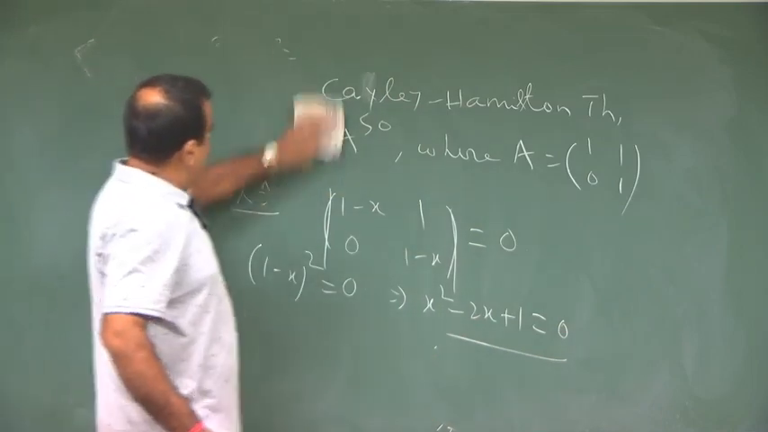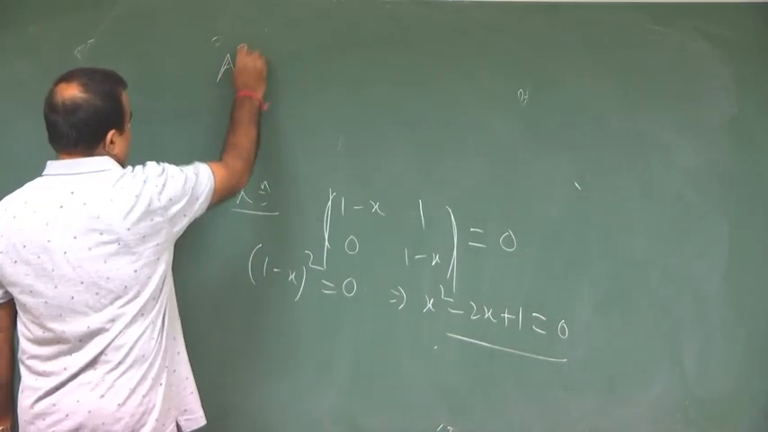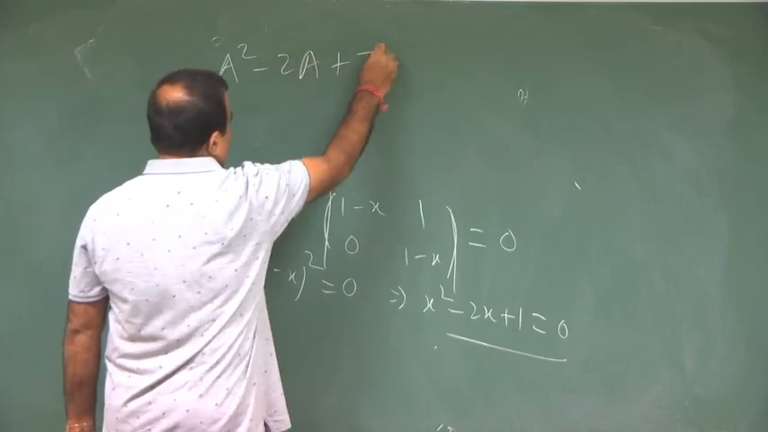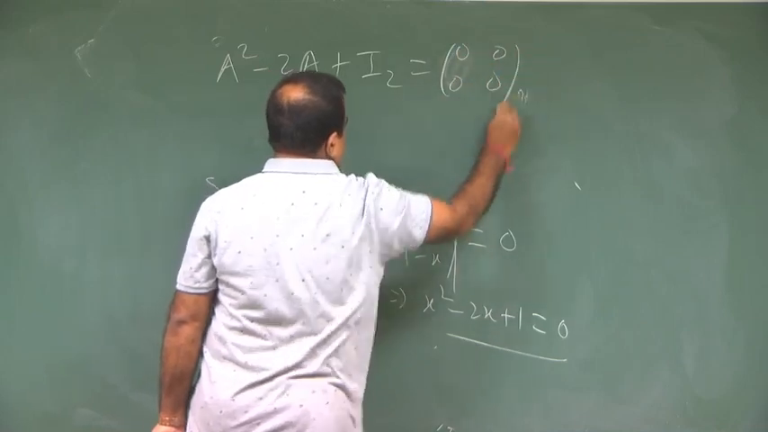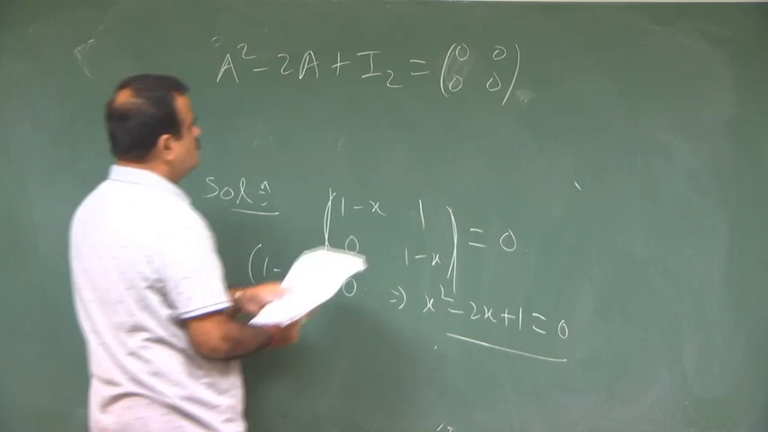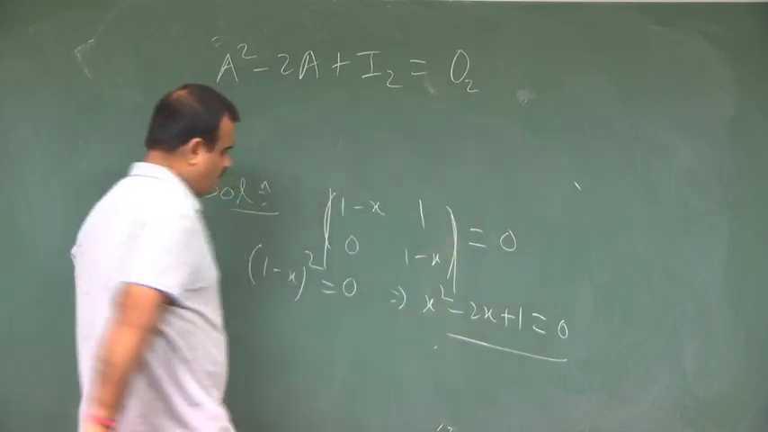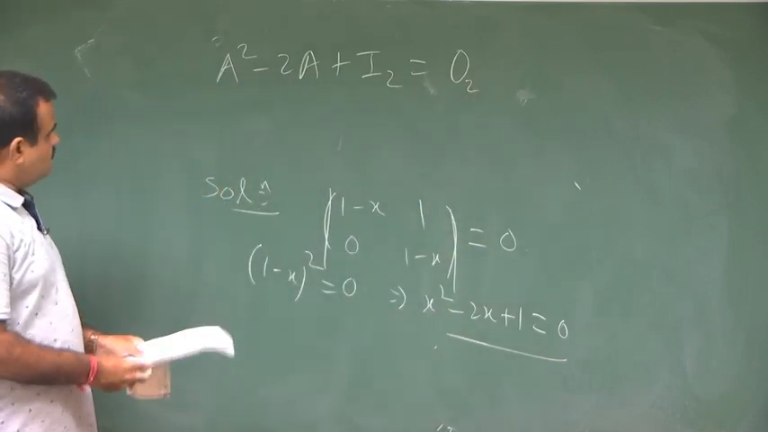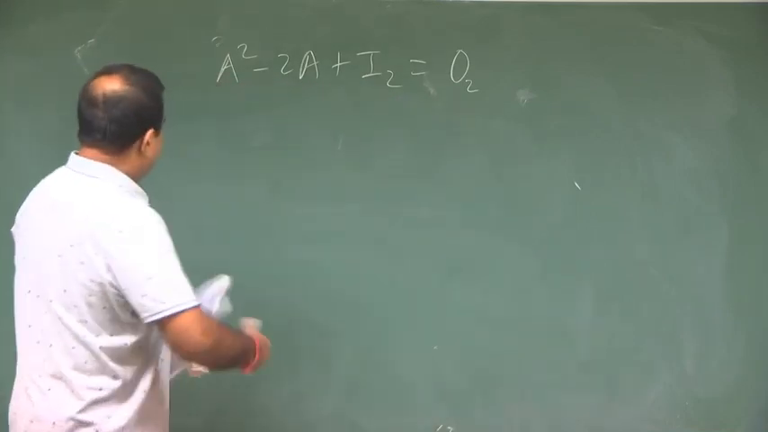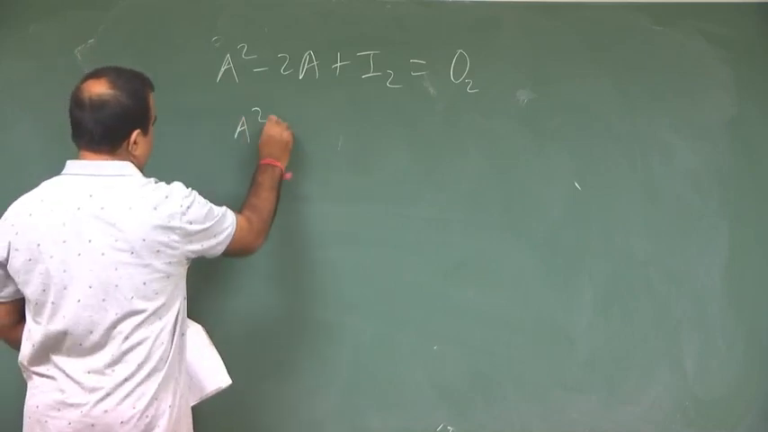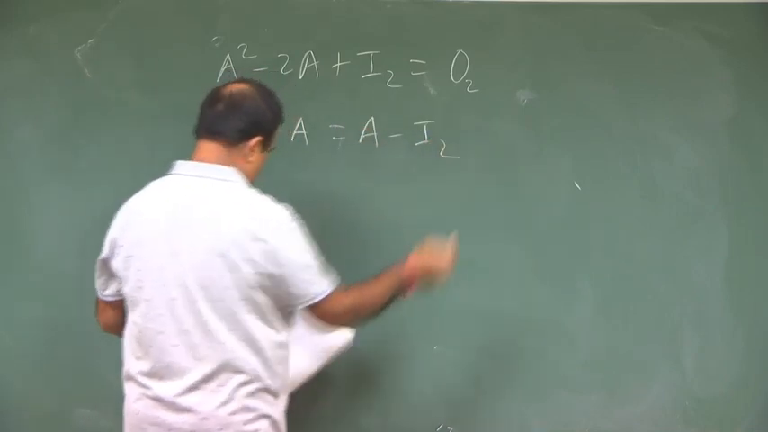So, by the Cayley-Hamilton theorem, what do we have? A must satisfy this. So, we must have A square minus 2 A plus identity is equal to the 0 matrix. This is the 0 matrix, 0 0 0 0, and this is the identity matrix. So, you simply write the 2 by 2 0 matrix. Okay. So, we have this. Now, this we can write as A square minus A is equal to A minus I 2.